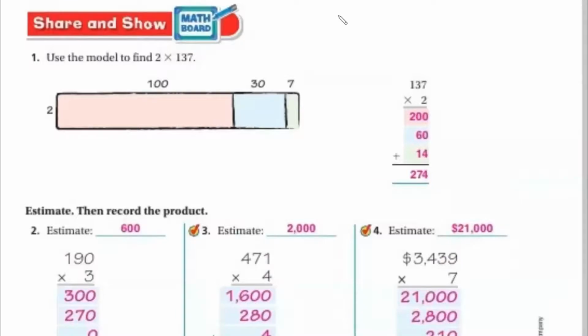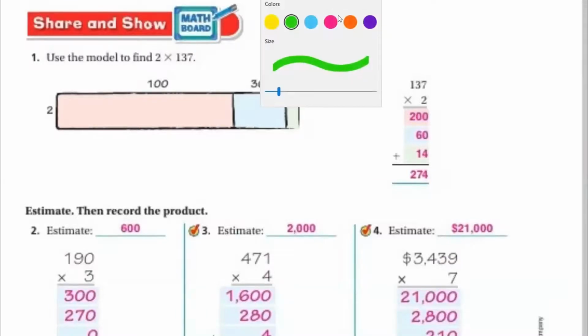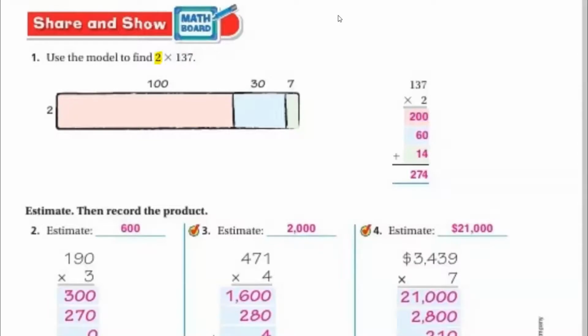Okay, we have in this example the first one. Let's multiply 2 by 137. As we studied before, in this model, we have 2 multiplied by 100, right? So in this part, it equals 2 multiplied by 100. And we have 30 here, so it will be 2 multiplied by 30. Like that. And this part will be 2 multiplied by 7.